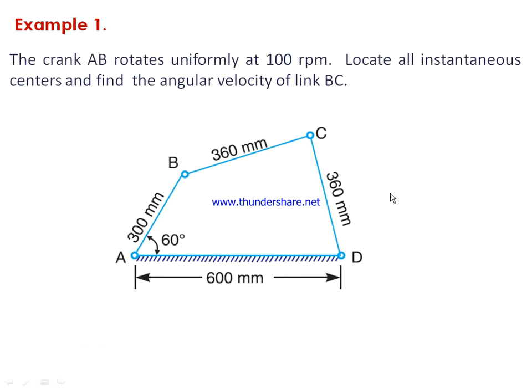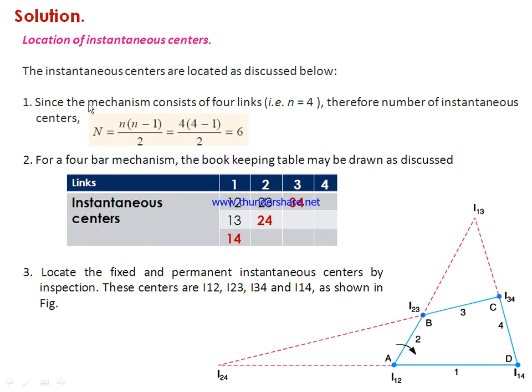This is a 4-bar mechanism having fixed link AD 600 mm, crank AB 300 mm, the coupler 360 mm and the output link 360 mm. So we have to locate all the instantaneous centers and find the angular velocity of link BC. Let us do it. Since the mechanism consists of 4 links, that is small n equal to 4, the number of instantaneous centers for this mechanism is 6. By using this relation we can easily determine.